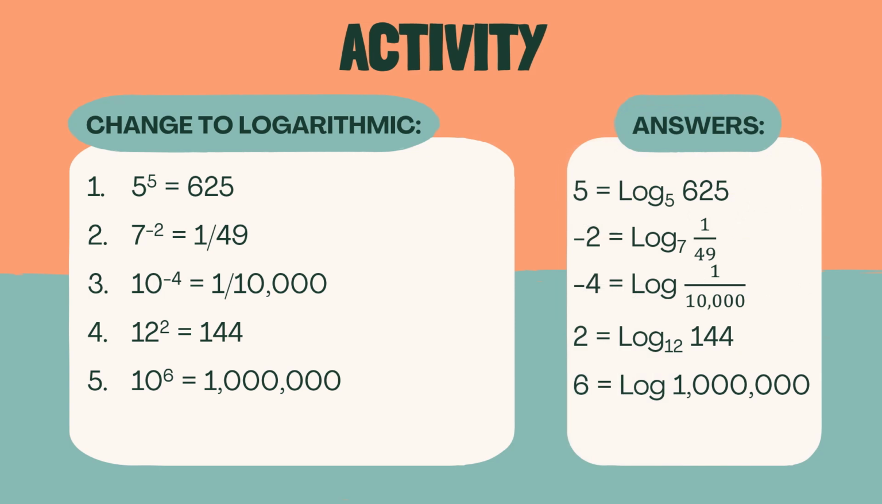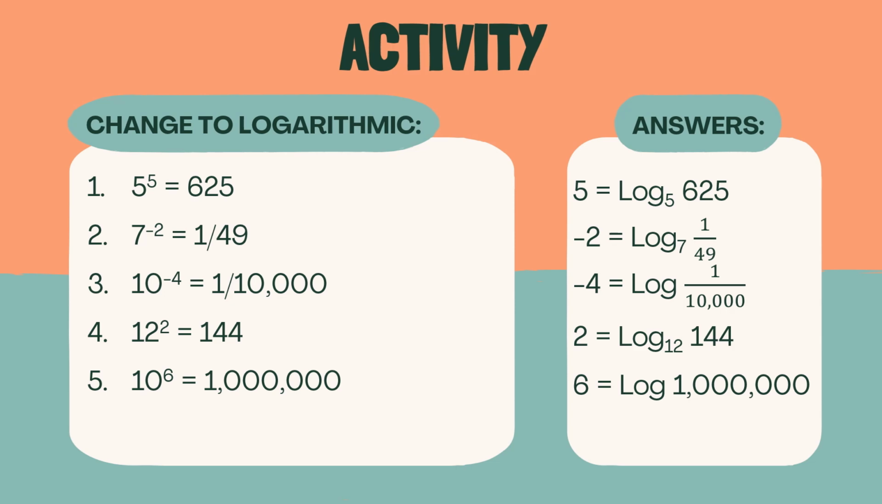The answers for the given are the following. Number 1: 5 is equal to log base 5 of 625. Number 2: negative 2 equals log base 7 of 1 over 49. Number 3: negative 4 equals log of 1 over 10,000. Number 4: 2 equals log base 12 of 144. Number 5: 6 equals log of 1 million.